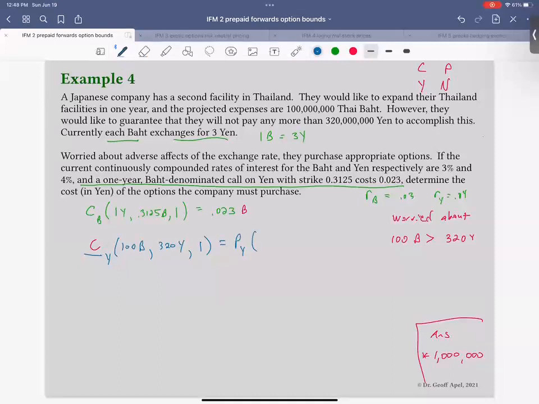And I'm just going to switch the parameters. 320 yens for 100 bahts. Right, that's all I'm doing. Just the put call duality, super simple. It's still yens. That didn't change. Time didn't change. Just the two parameters changed, no problem.